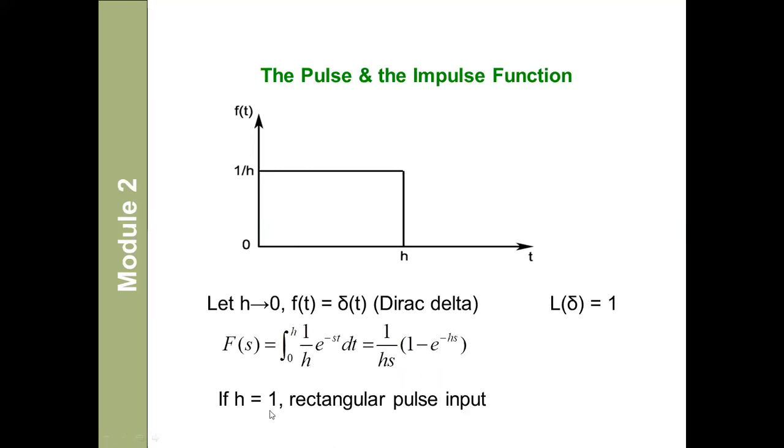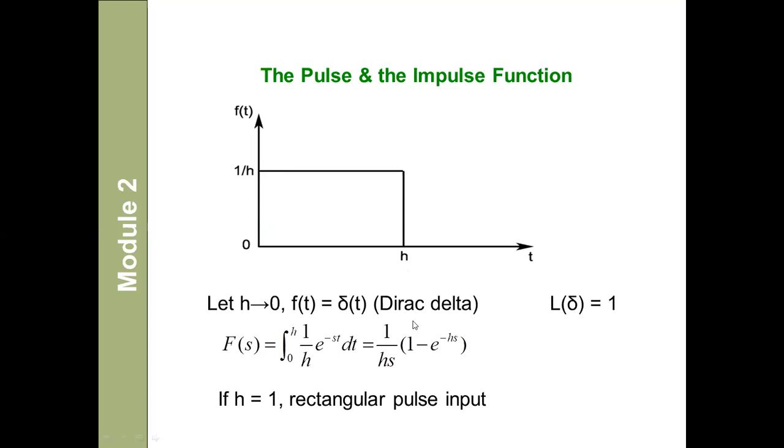So if h is equal to 1, you will have a rectangular pulse input. This is 1 over 1 and this is 1. Actually, if you look at it, 1 over 1 for this and this is 1. So that would be more of a square now. Because this and this are the same. So it is a square now, and its dimensions are the same.